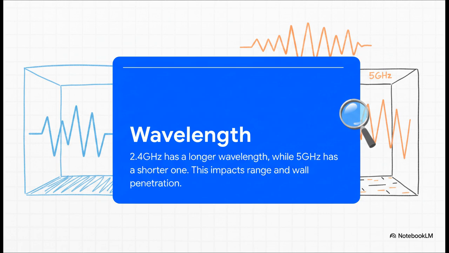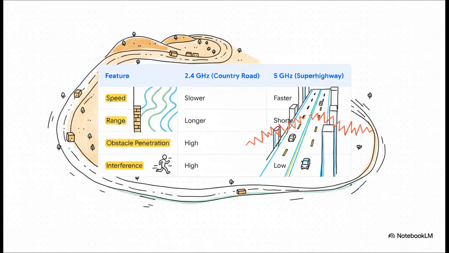The 2.4 gigahertz signal uses longer, lower frequency waves, and the 5 gigahertz signal uses much shorter, higher frequency waves. That one little difference is what decides everything about how far the signal can go and how well it can punch through things like walls, floors, and doors. So let's just lay it all out.